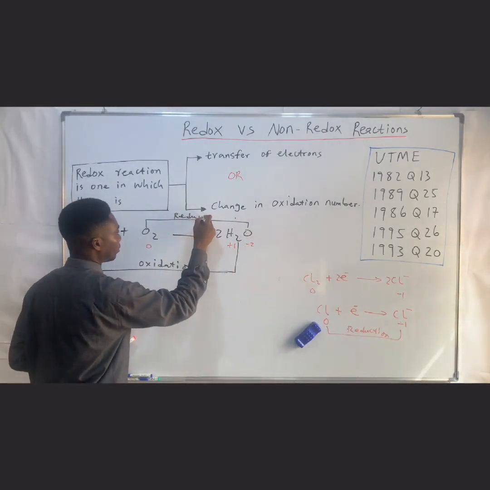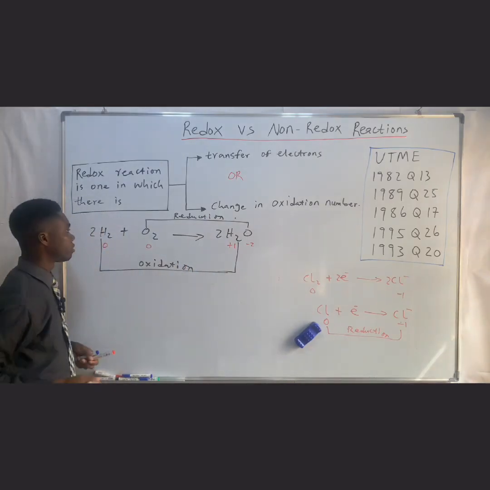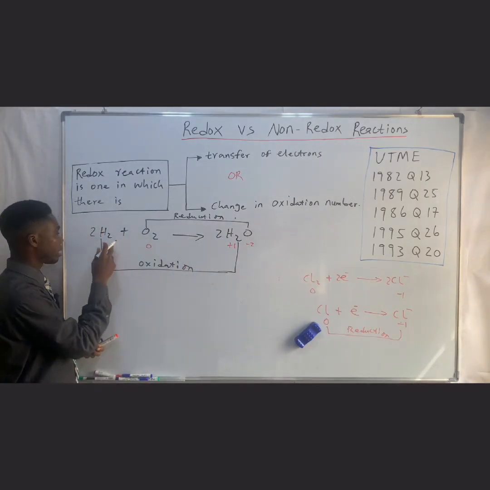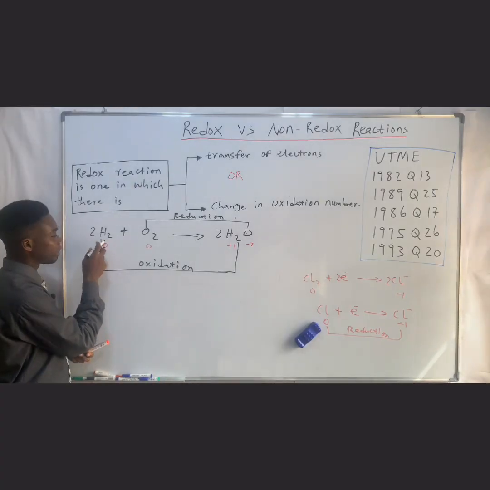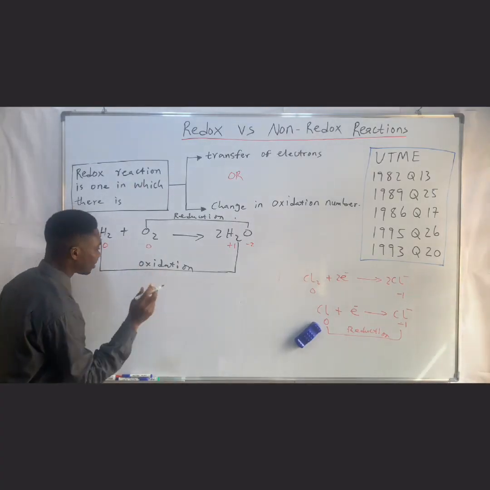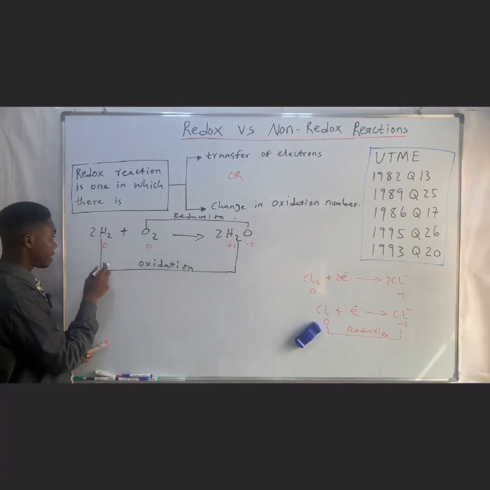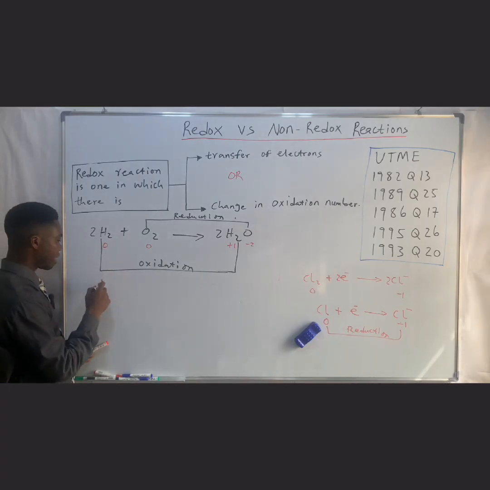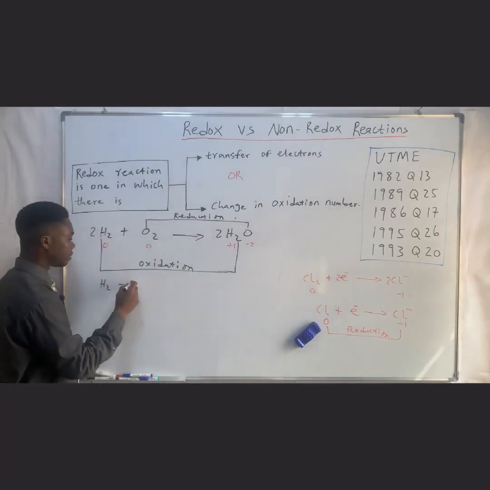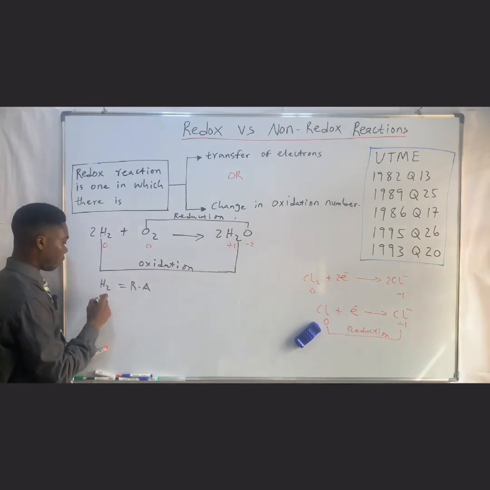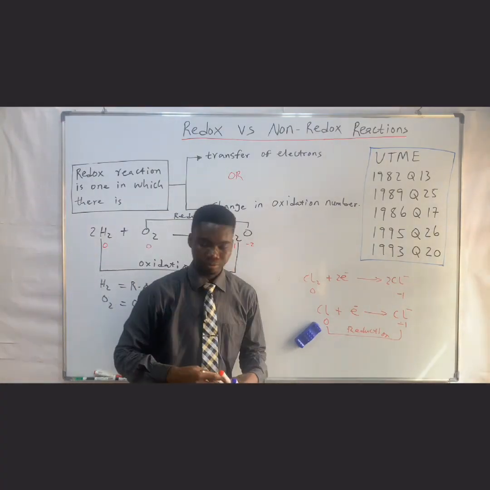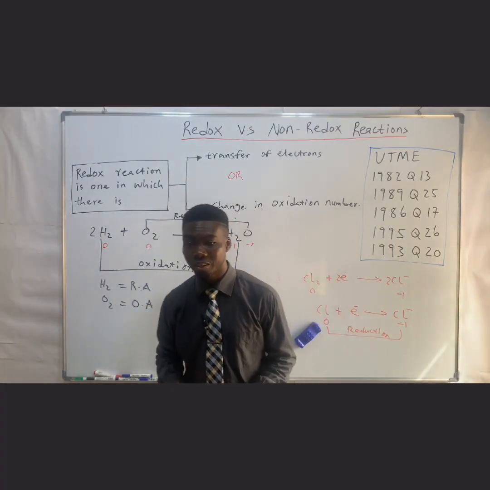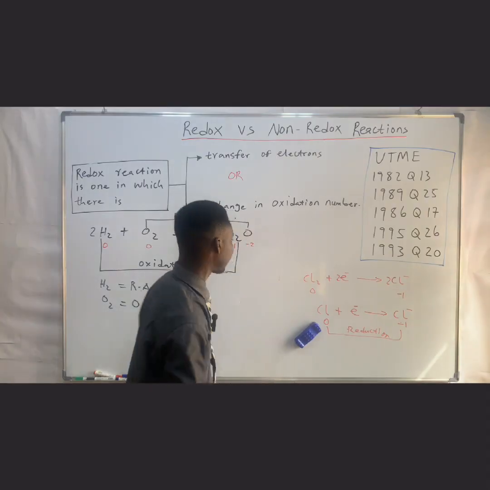Reduction. Okay, so who is the reducing agent here? Hydrogen. Why? Because it's the one that undergoes oxidation. So the reducing agent is hydrogen. Oxygen is the oxidizing agent. Okay, that's that. Now let's talk about non-redox reaction.